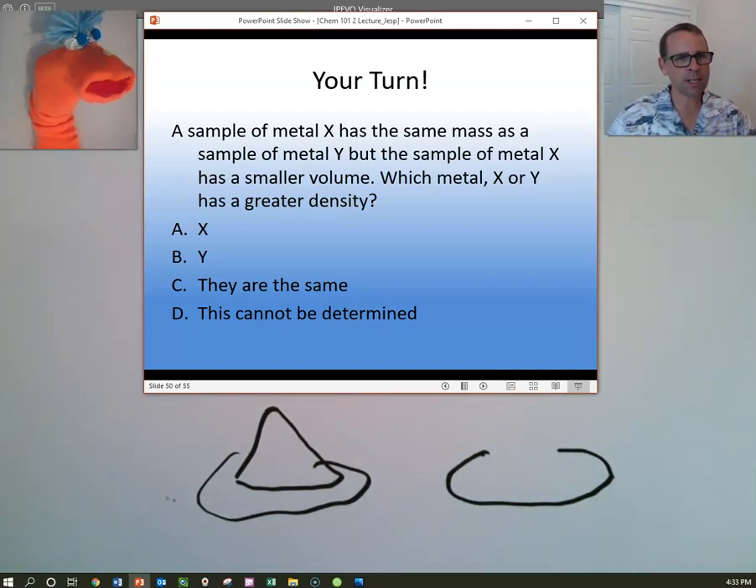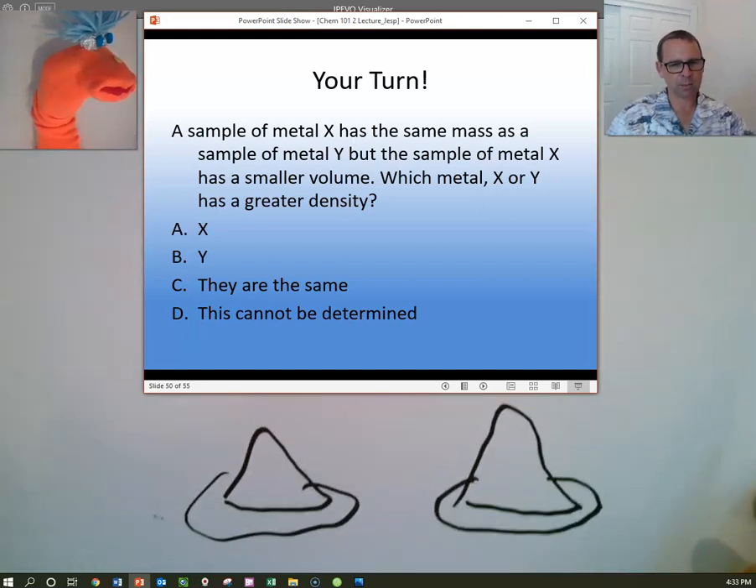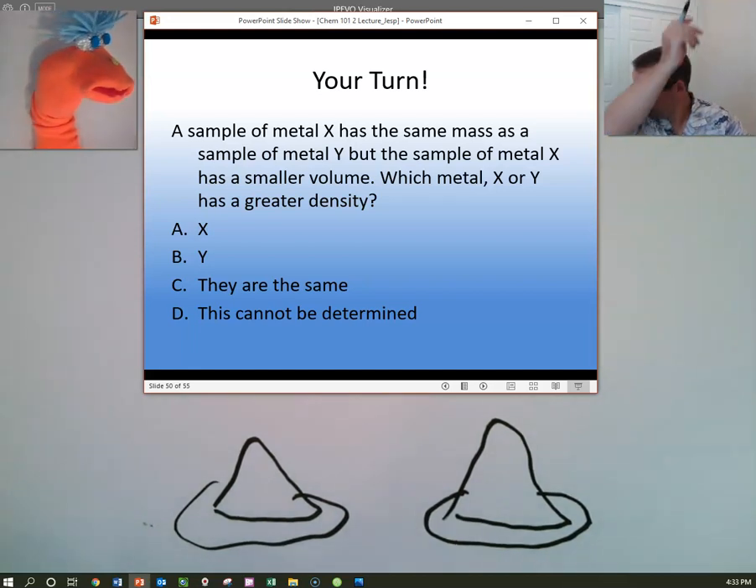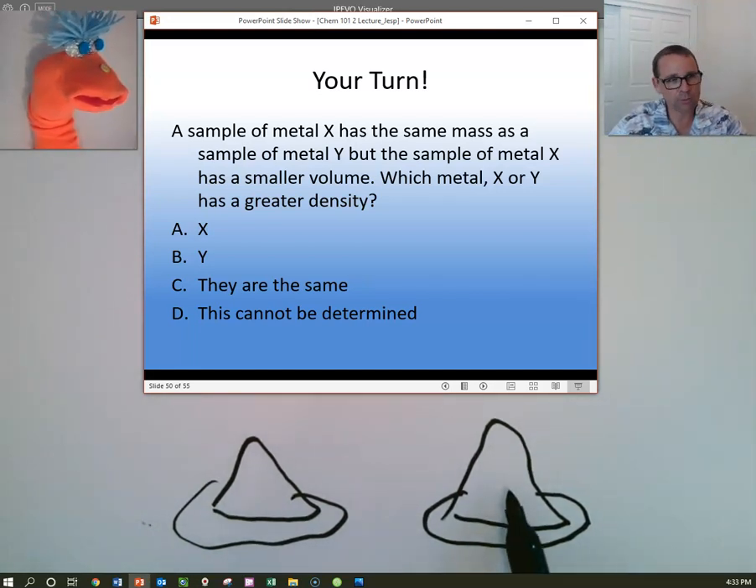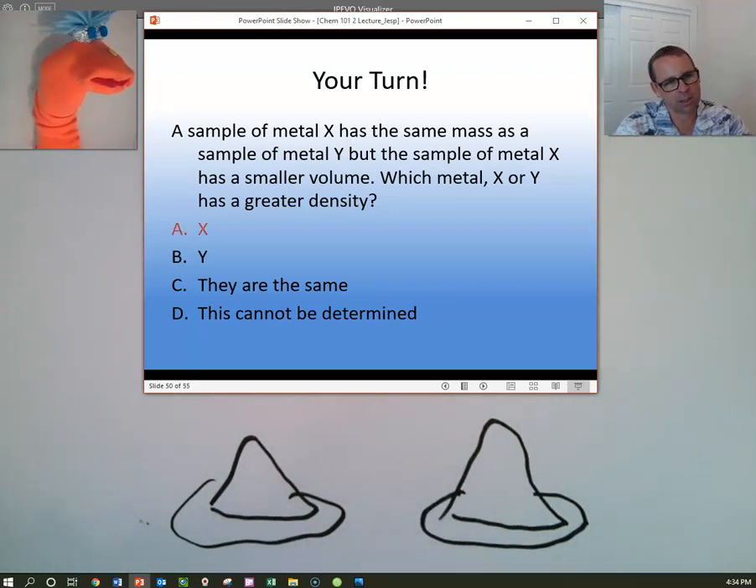Y has the same mass, but Y has a bigger volume. Okay, so it has a bigger volume, but the same mass. Does that look like a bigger volume? Yeah, just a little bit. Yeah, very good. So, larger volume, but same mass. So which one is more dense? If they're the same mass, then X has to be more dense. It's taking up less space for the same mass. That's right. X is more dense.